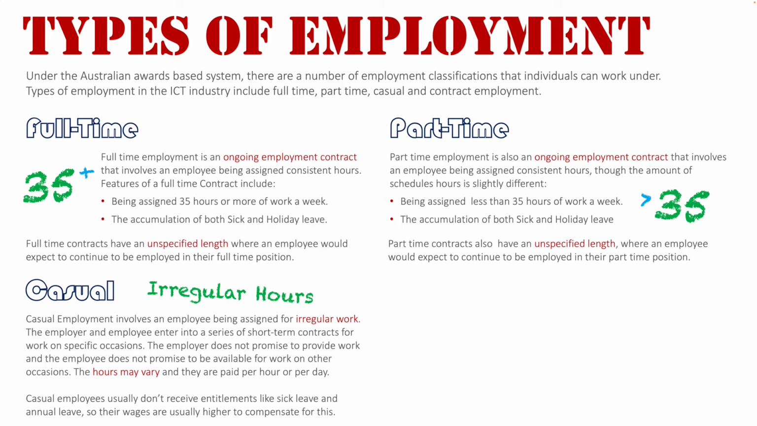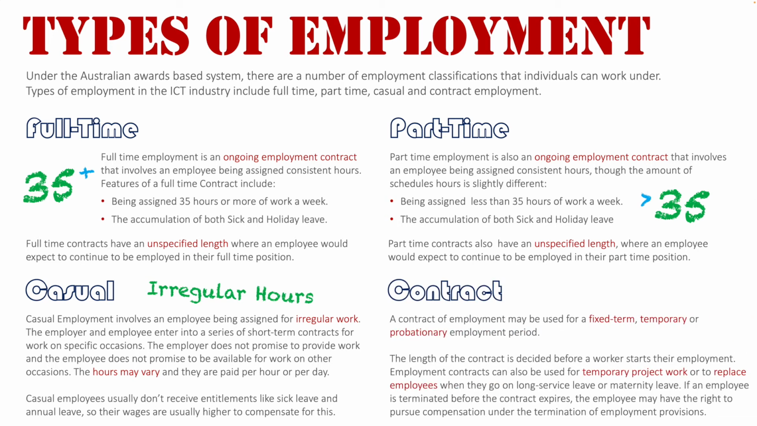The final area is that of contract employment. A contract of employment may be used for a fixed term, temporary, or probationary employment period. This means that it's for a specific length of time. Now, it could be consistent hours within that specific length, but it might be a 3 month contract, a 1 year contract, depending on its purpose. The length of the contract will be decided before a worker starts their employment.